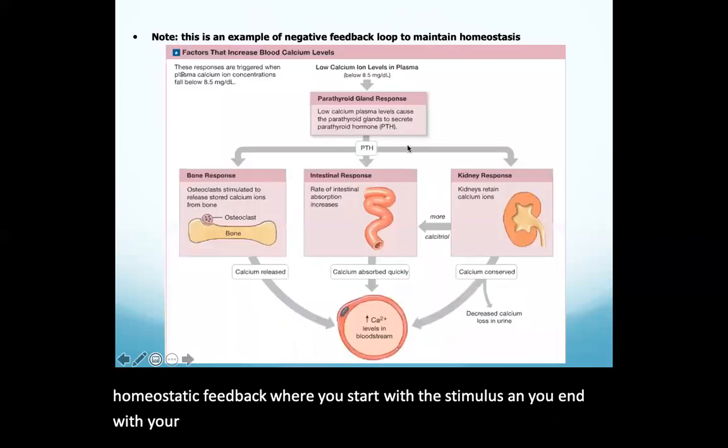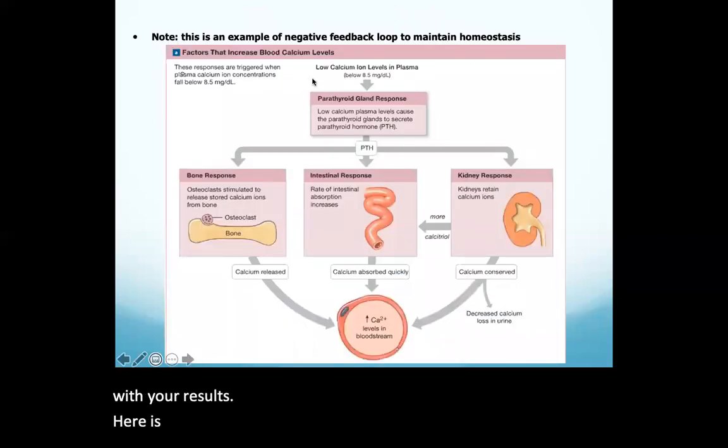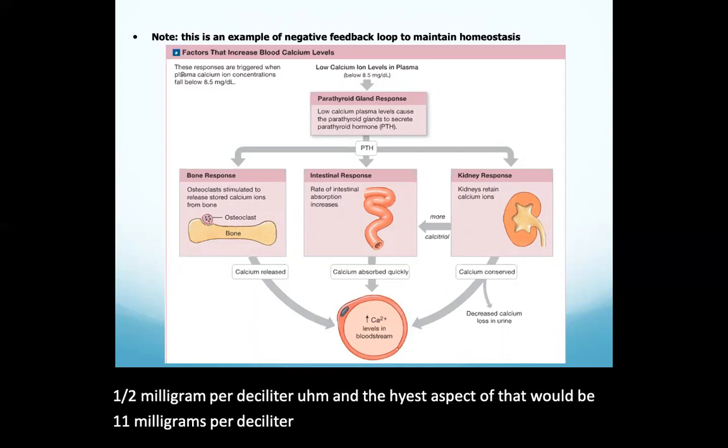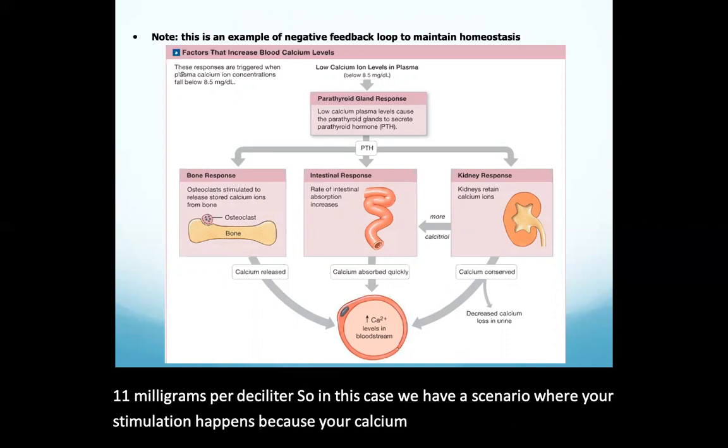So here is our path. The set point for the level of calcium is between 8.5 milligrams per deciliter and the highest aspect of that would be 11 milligrams per deciliter. So in this case, we have a scenario where your stimulation happens because your calcium level is below 8.5 milligrams per deciliter.